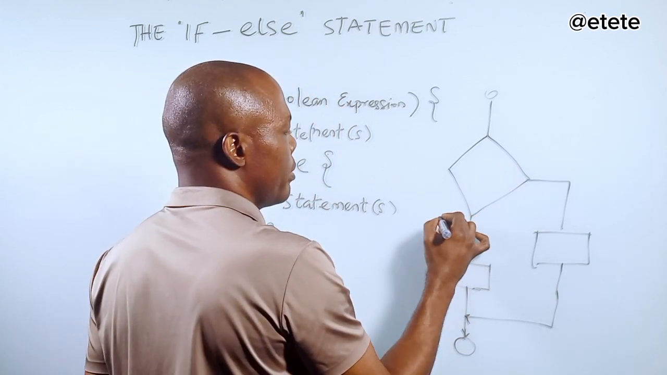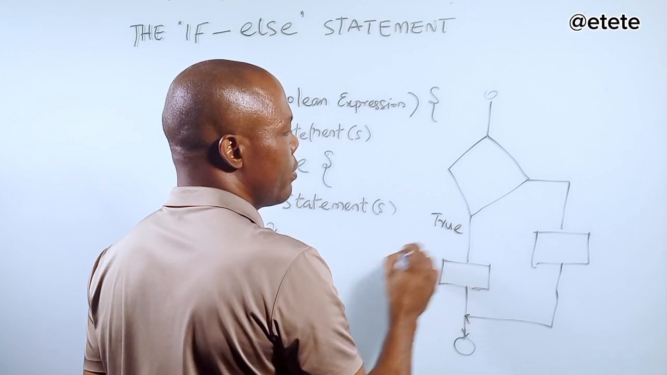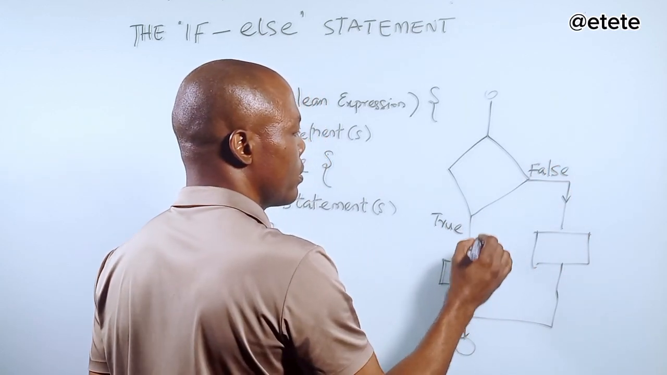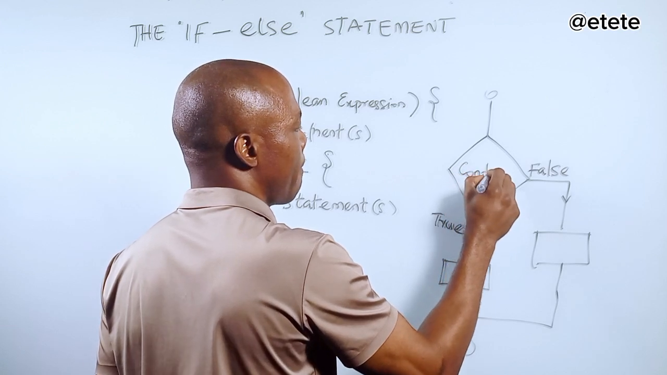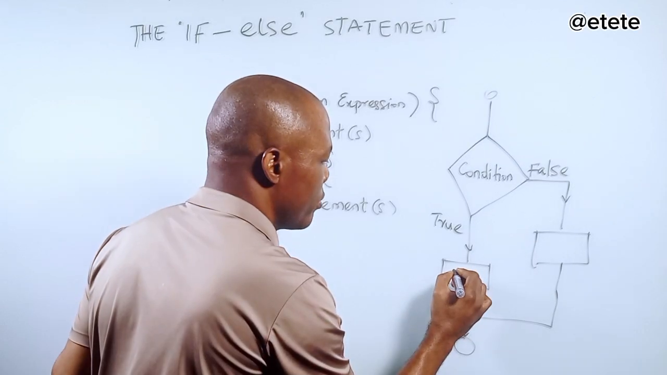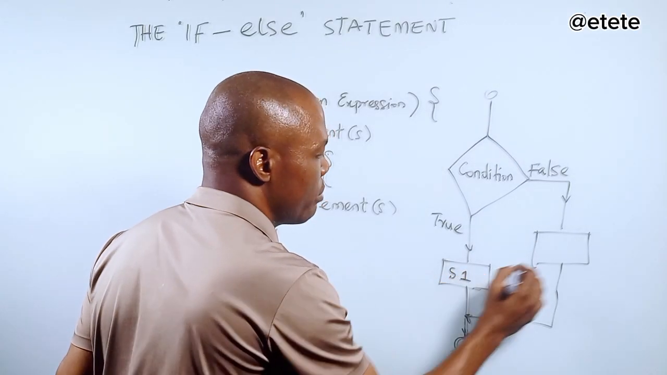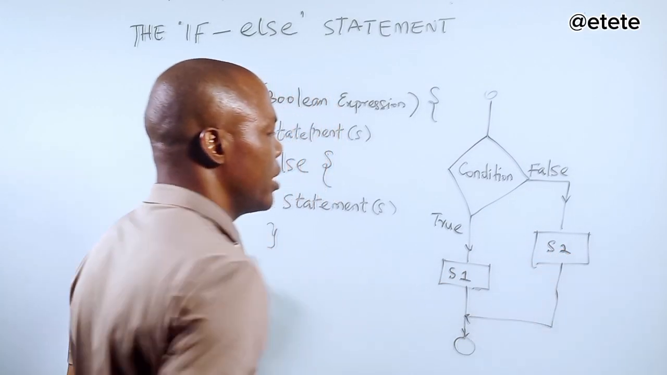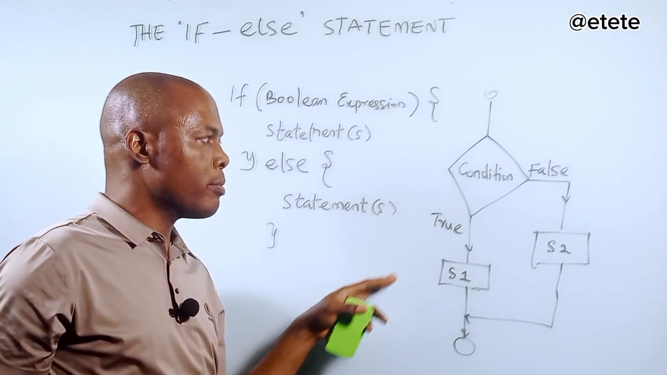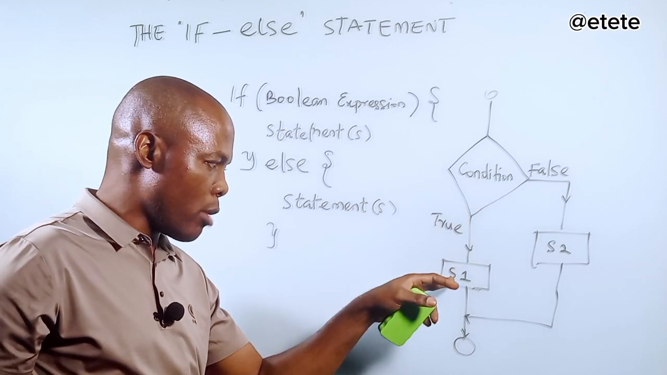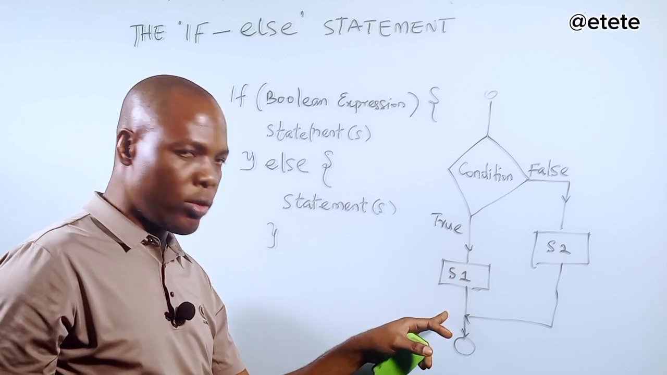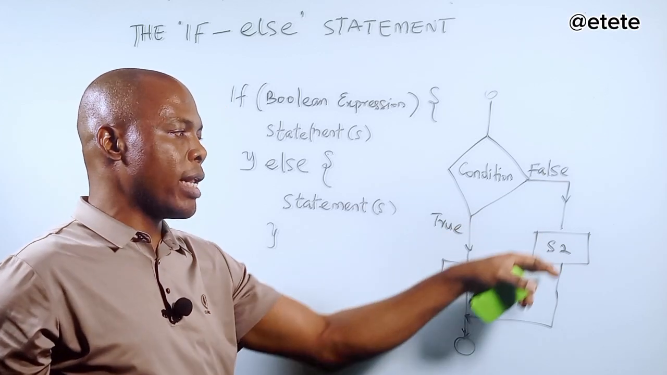So if the condition is true, if the condition is false, so condition, right? Now this one will be S1, which is statement 1, and this one will be S2, which is statement 2. So this is the flow chart for if else statement. If the condition is true, it will come here and carry out this statement. Whatever the operation is, that is what it will carry out. If the condition is false, it will carry out this.